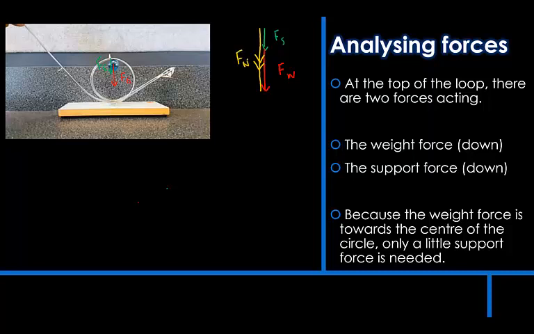And so we can write our equation for the net force like this. It's going to be equal to Fs plus Fg. That's meant to be a G. Okay, so in this case, the two add together, which means that we don't need very much support force to produce this required net force. This is the net force here. So Fg contributes also to the centripetal force.